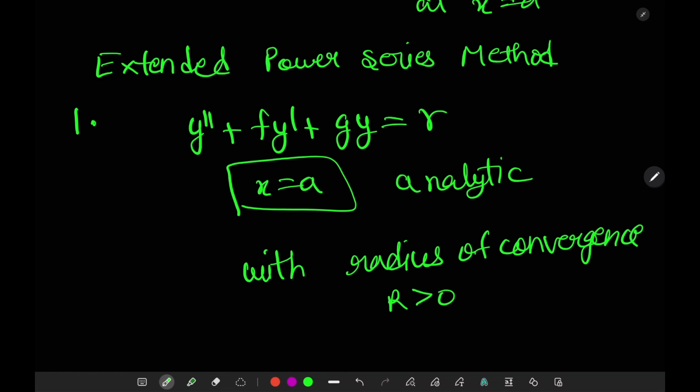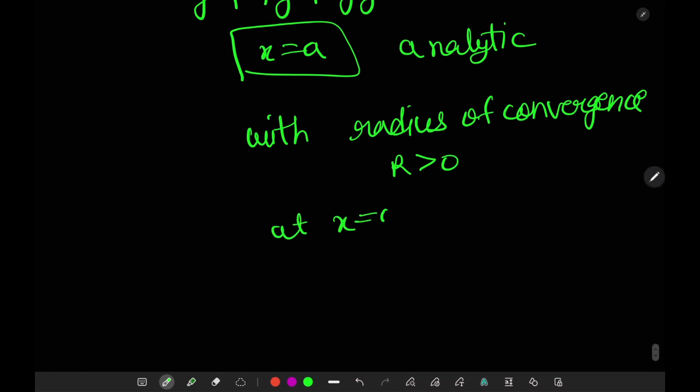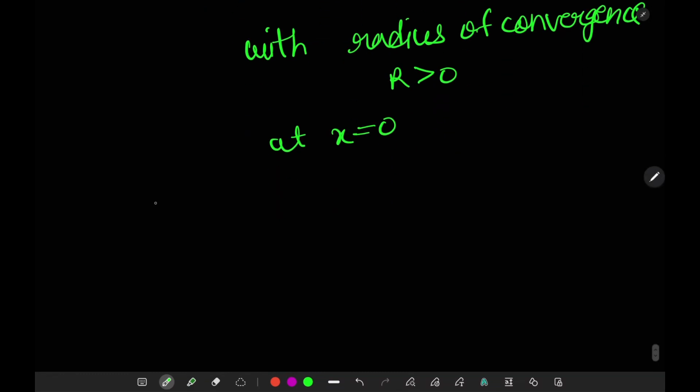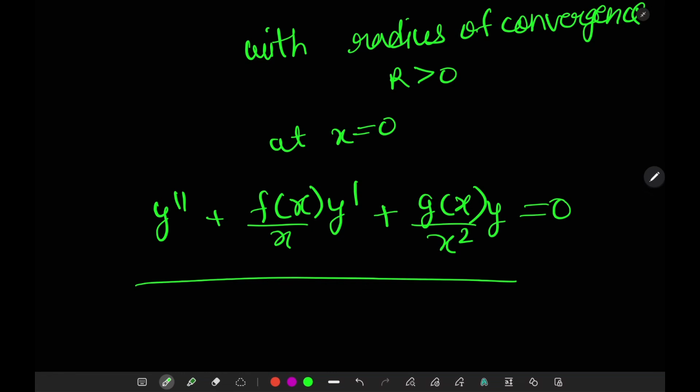There are several second order differential equations often found in many applications having coefficients not analytic at x equal to 0, like this differential equation. The coefficients are of the form given below. If at x equal to 0 we put it, then it becomes non-analytic.